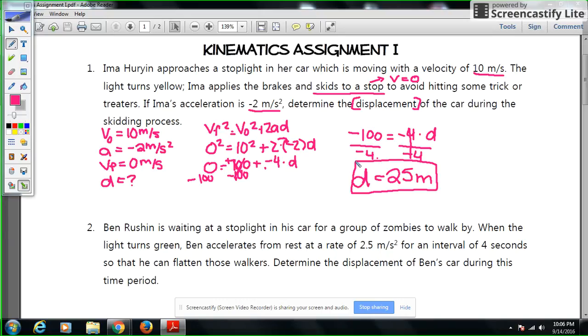So, step 1, identify what the problem gives you. Step 2, find the unknown or what the problem is asking for. Step 3, pick out the equation that goes with the variables that you made a list of. I don't know what step we're on, but the next step is to substitute the numbers in for the letters, and then the last step is to go ahead and solve. So let's go ahead and look at problem 2.